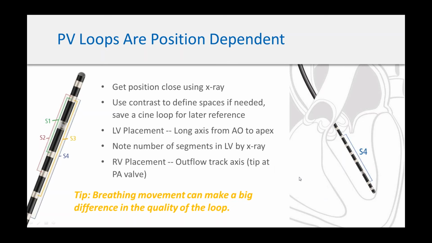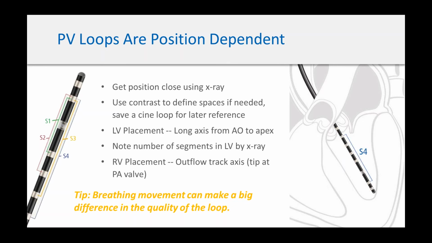We leave the wire in. We can use the wire to guide, so oftentimes we put the wire all the way up into the PA, and sometimes quite a distance into the PA, and then once that's in there, that wire will anchor the catheter where it needs to go, and then we can push the catheter along the wire to get it into the proper location.